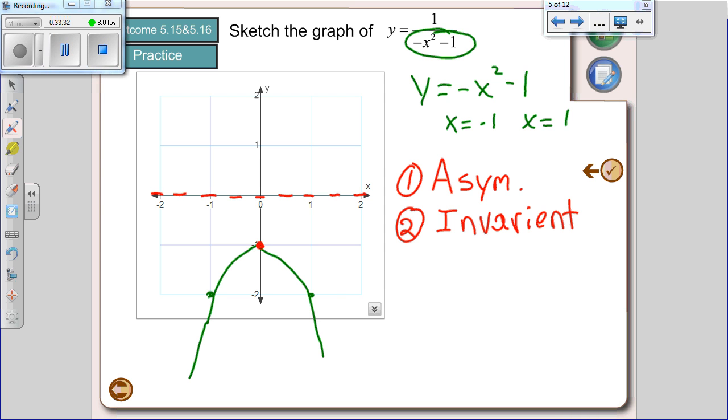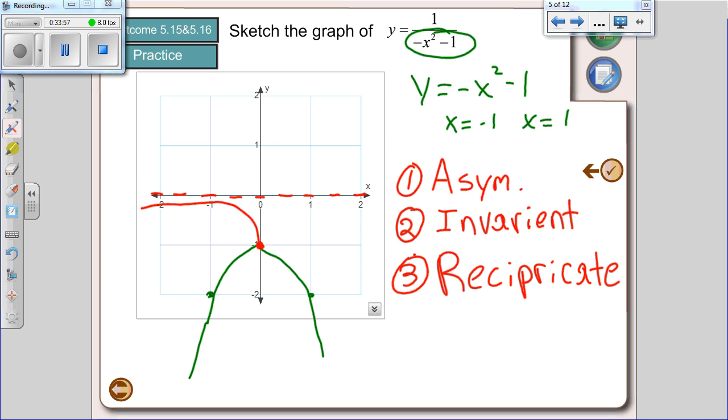Now, if you're clever and you've memorized your possible pictures, you have figured out that this one must look like that. Something simpler. Now, if you want to be a little more precise, take the other points you found and reciprocate them. So this point right here is at negative 2. The reciprocal of that would be negative 1/2. So this point would be here.